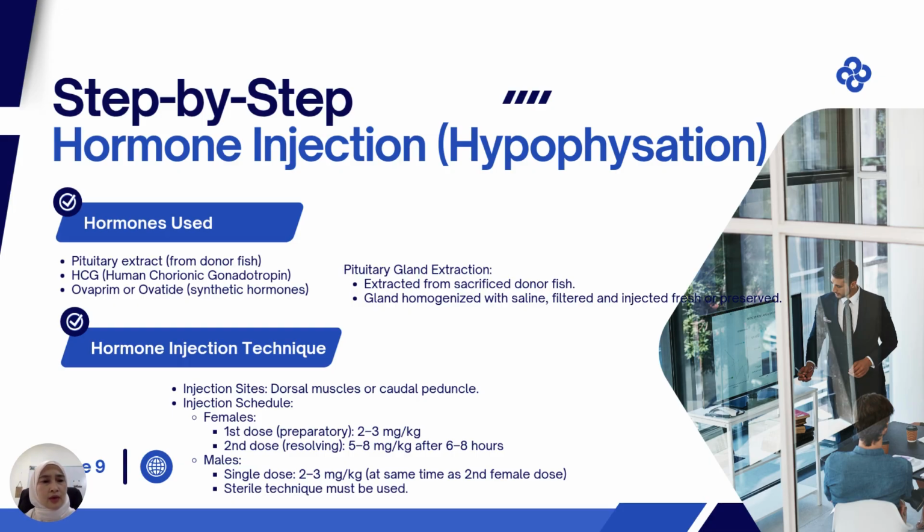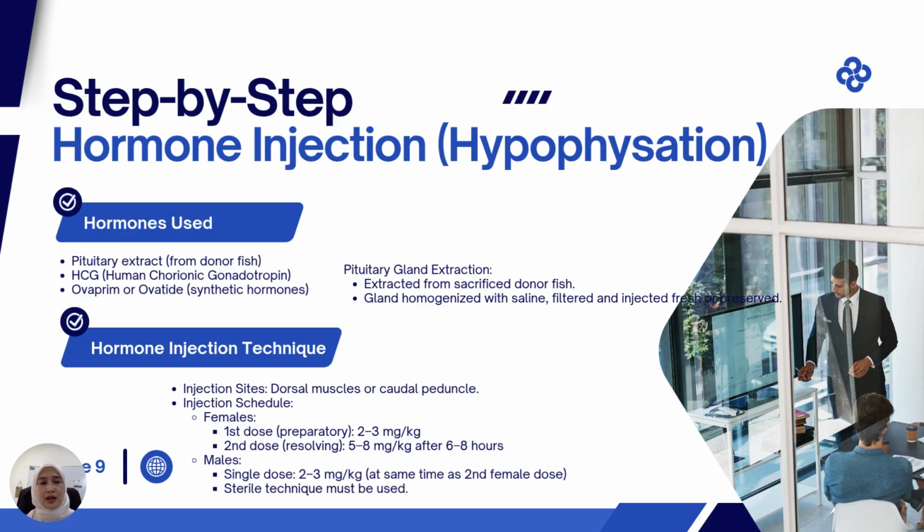And we have other options besides that. We have HCG, human chorionic gonadotropin, and also synthetic hormones. We have Ovaprim and also Ovatide. All right, for the hormone injection method, the site of the injection should be the dorsal muscle or caudal peduncle, and there is a procedure for how to inject the broodstock.